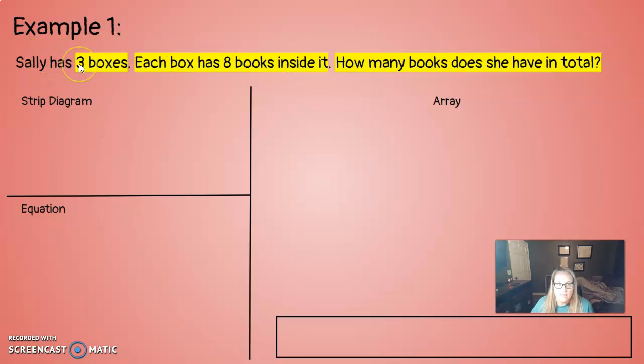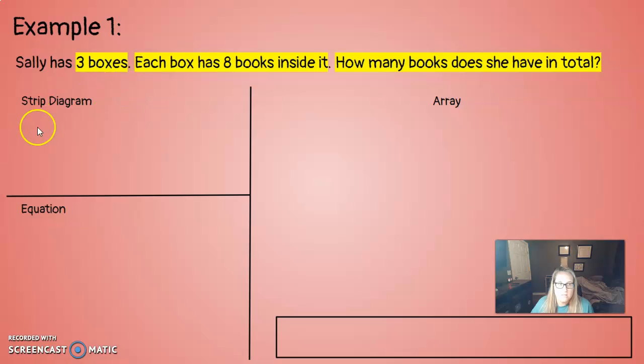Sally has 3 boxes. That's pretty important. I'm going to highlight it. Each box has 8 books inside it. Well, that's pretty important to know also, so I highlighted it. How many books does she have in total? Well, that's what I'm looking for, so I'm going to highlight it.